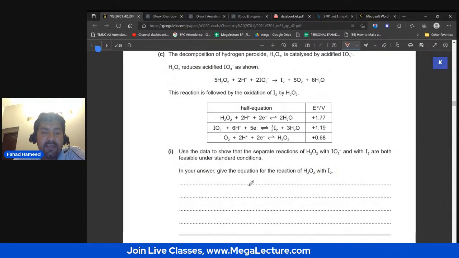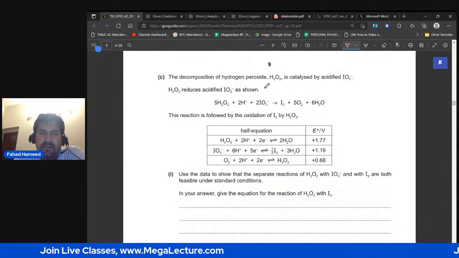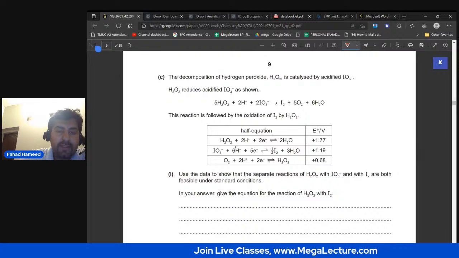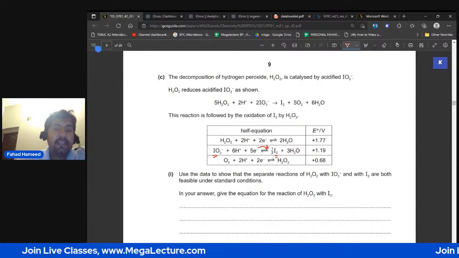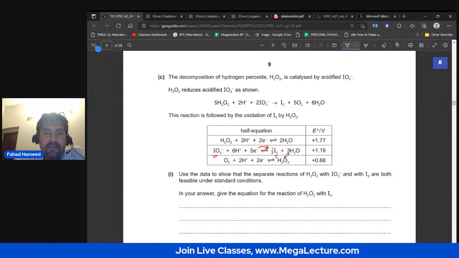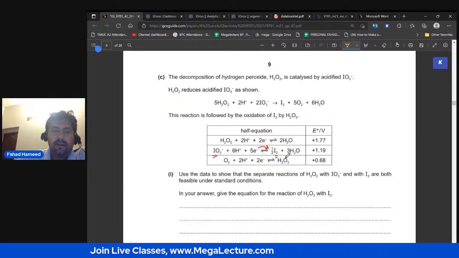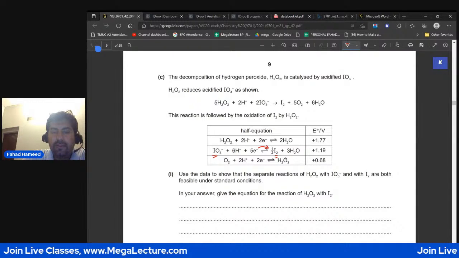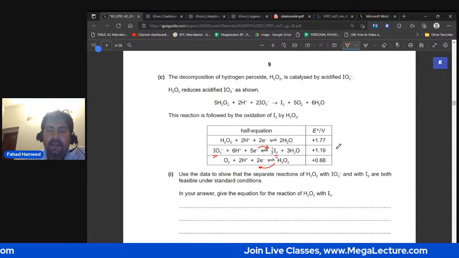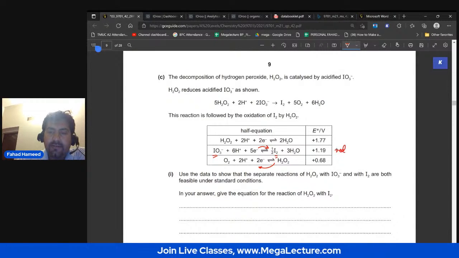under standard conditions. And in your answer, the first one, let's talk about this one. Is it feasible or not? So you can see IO3-1 turning into I2. So I've got IO3-1 and it's turning into I2. That's my reduction equation. That's the one that's gaining electrons, right? And I've got H2O2 turning into O2. So where's H2O2 turning into O2? So it's this one. So higher potential gains electrons. That's my reduction potential.